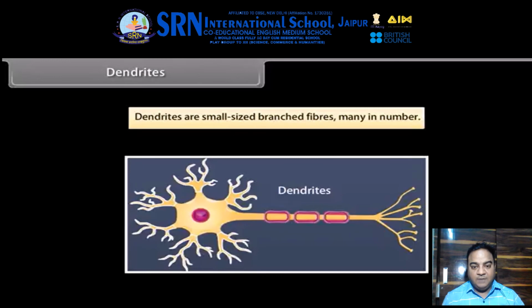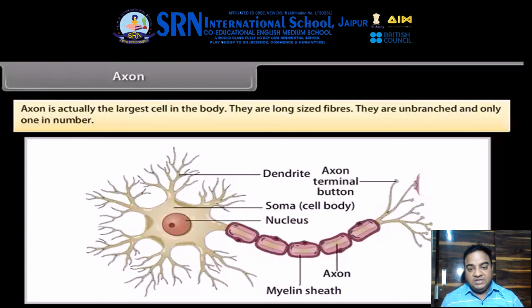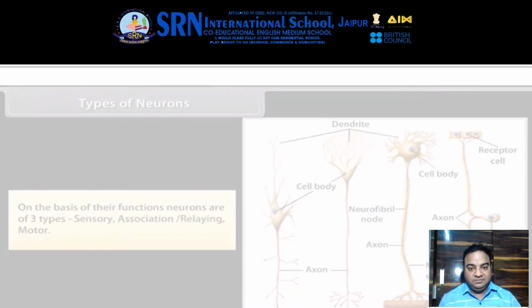Now let us see about the dendrites. The dendrites just act like the antenna and they help in catching the signals which are received from the other nerves. So dendrites are small sized branched fibers which are many in number and are scattered in the brain. Axon. Can you see a long thread-like structure which is beaded in appearance? Yes, this red structure which is beaded in appearance in the center is called the axon. Axon is actually the largest cell in the body. They are long sized fibers, they are unbranched and only one in number.